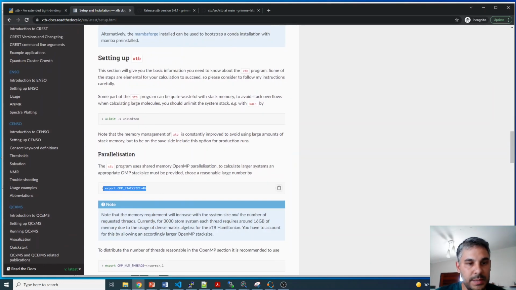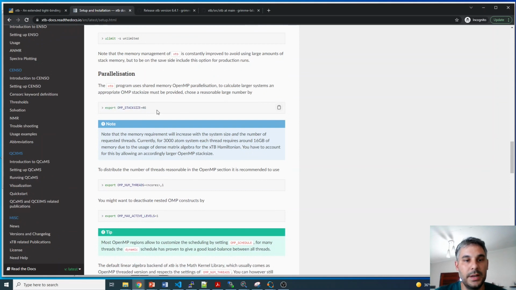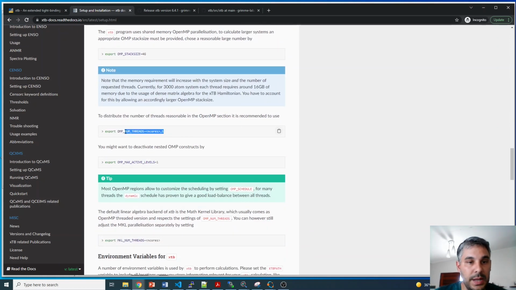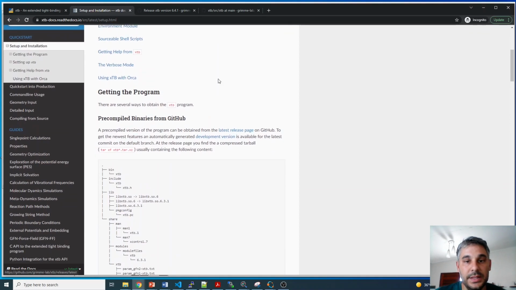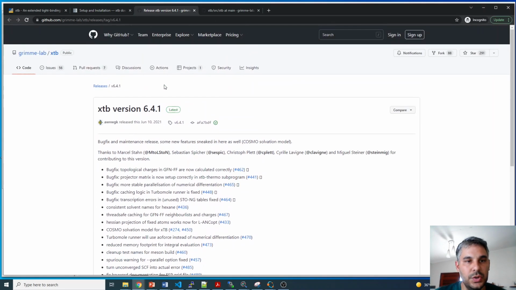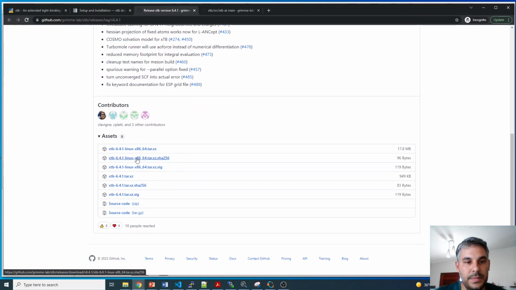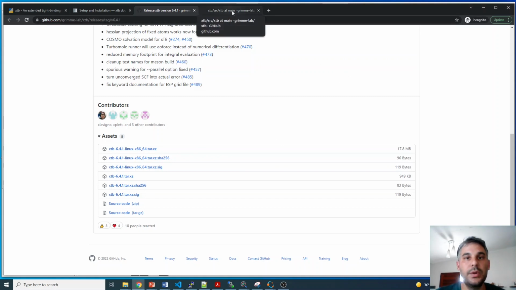So these are, for example, some of the variables that you need to declare. This number will change depending on how much memory you are putting per core, and also the number of threads here. And here is the latest release page. You can download this for Linux in several formats. I think it only runs on Linux, which, if you are serious about doing DFT or any kind of molecular calculations, you probably need to use Linux, or you're using a cluster that runs on Linux.